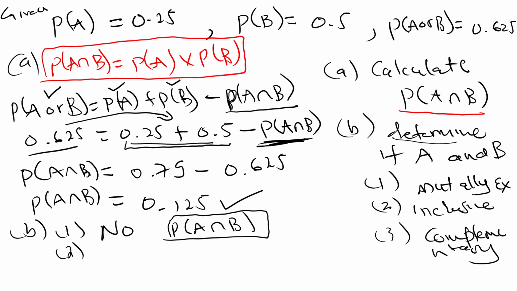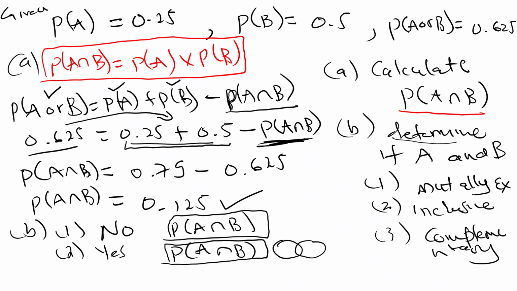Number two, inclusive. Yes, they are inclusive since the probability of A and B exists. So it exists. They do share the same element. So yes, it's inclusive. Number three, complementary.